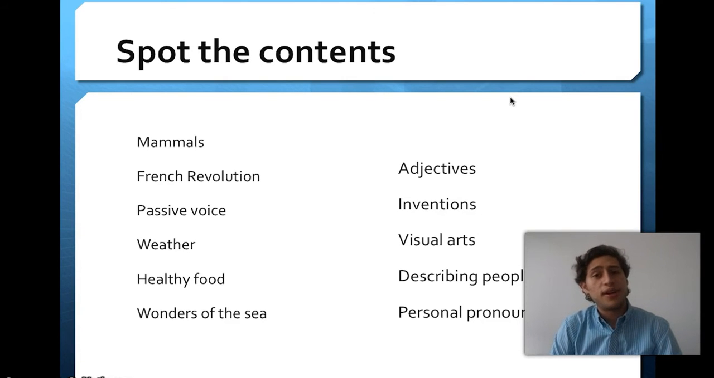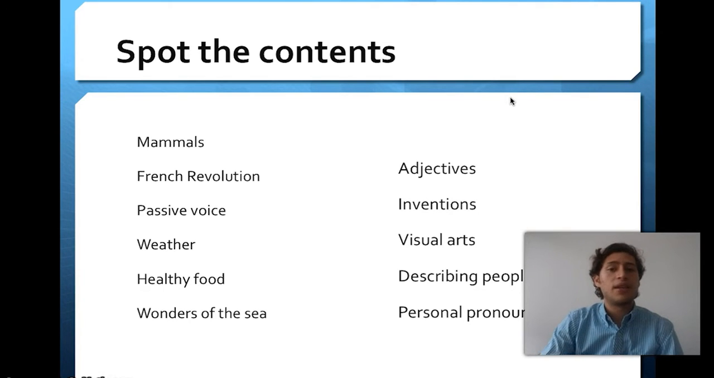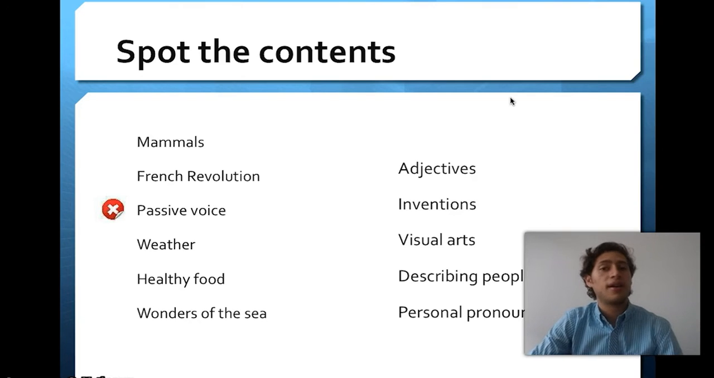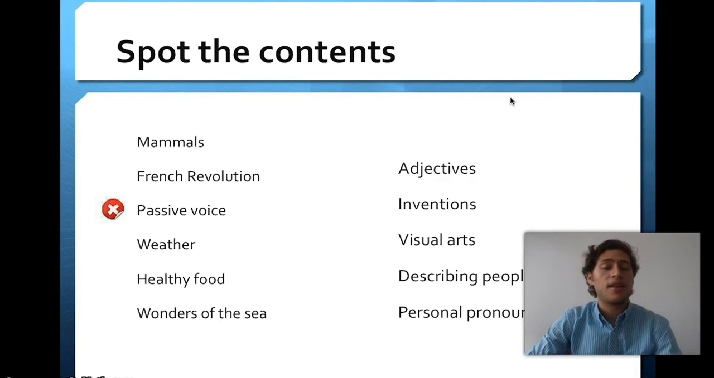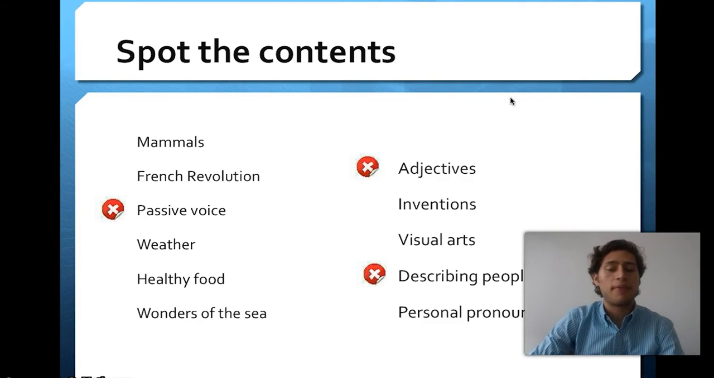Have you got an idea so far? Okay, let's share a little bit. So let's see which ones are not contents. Definitely passive voice, right? It's clearly related to grammar, clearly related to language. So we have a category for that, and this will go in communication, not in this category that is called contents. Adjectives. It is also related to language, it is not going to be a content. Describing people, and also personal pronouns. They are related to language, they are going to go in communication.